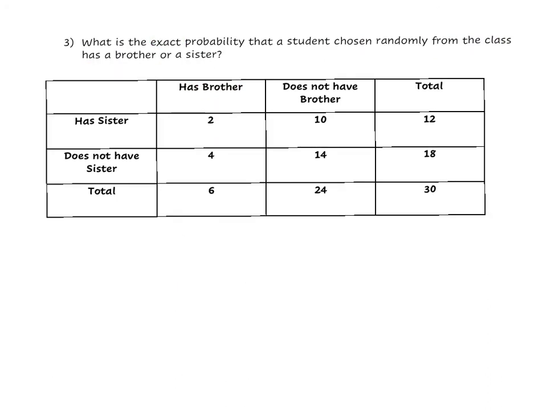All right, let's try another one. What is the exact probability that a student chosen at random from the class has a brother or a sister? Notice I'm not narrowing down your total. I'm just saying, what's the probability that a student chosen randomly? So that must mean we're going to use my grand total, which is 30. And we want to know the probability that a student chosen at random has a brother or a sister. So in order to have a brother or a sister, you either have to have a brother or a sister, or you theoretically could have both.